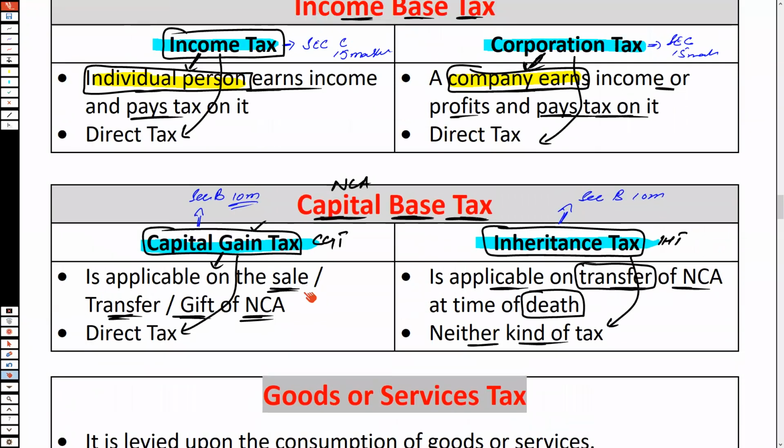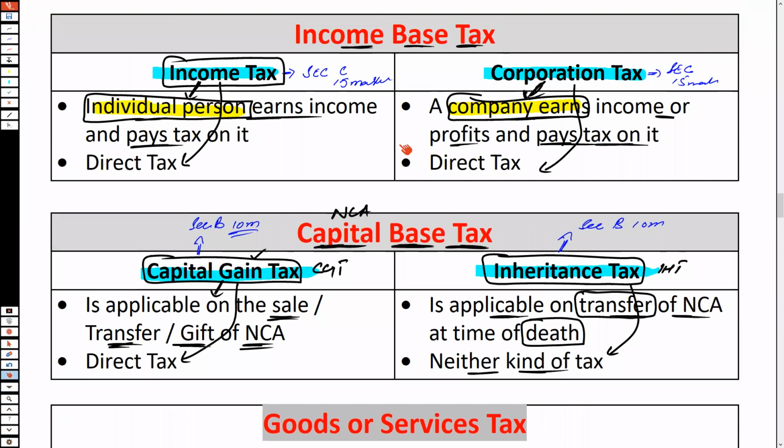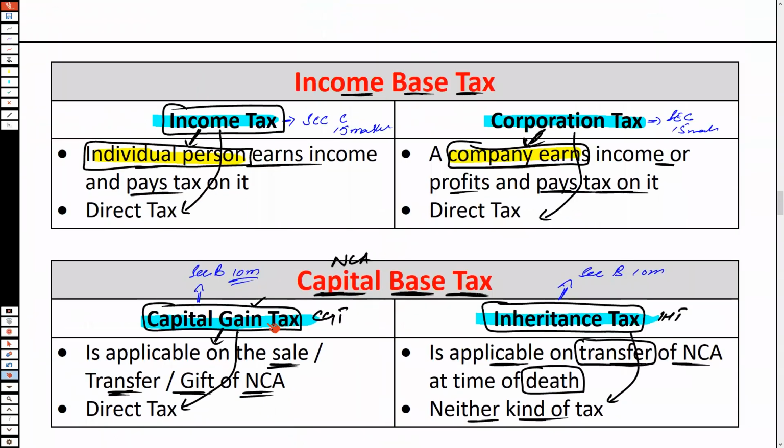These are the main areas which we shall be studying in the taxation course: income taxes, corporation taxes, capital gains, inheritance tax, and VAT. How shall we be covering them, what would be the sequence? Don't worry, I am going to guide you on the sequence and the pattern of covering all of these things.